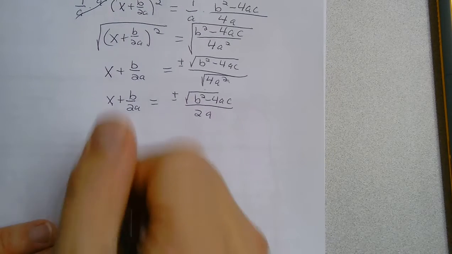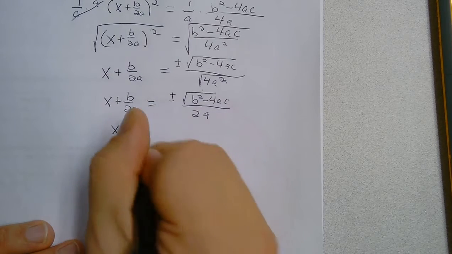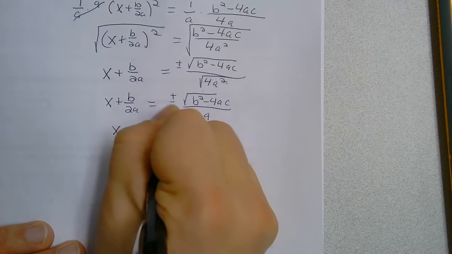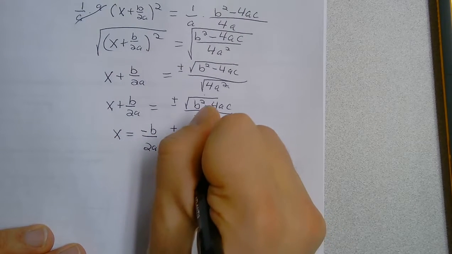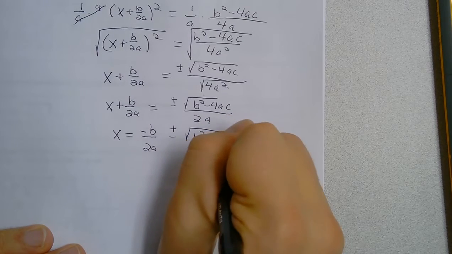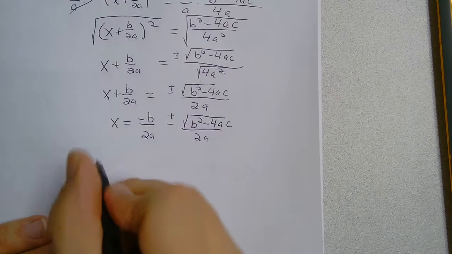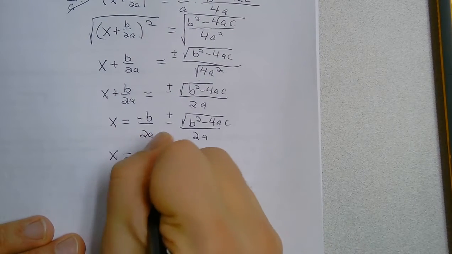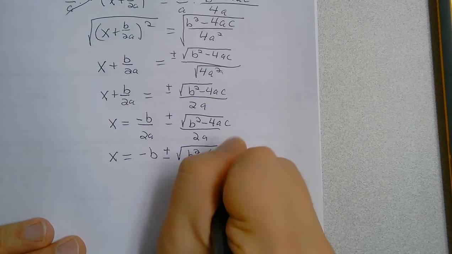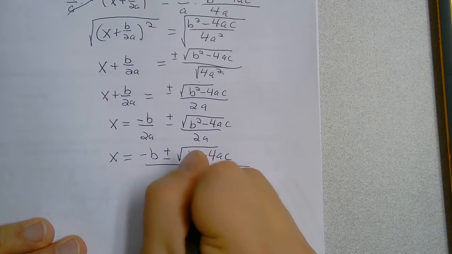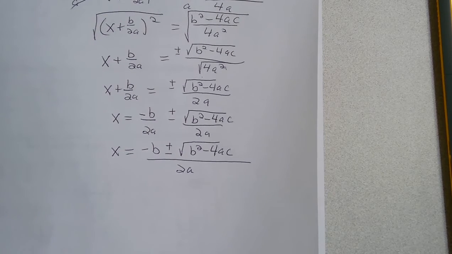And now I'm going to get x by itself. So x equals, I'm going to subtract b over 2a from both sides, so that just moves over here. So negative b over 2a plus or minus the square root of b squared minus 4ac all over 2a. These have a common denominator, so we see that x equals negative b plus or minus the square root of b squared minus 4ac, and then all over 2a. So we see that the quadratic formula came from completing the square.